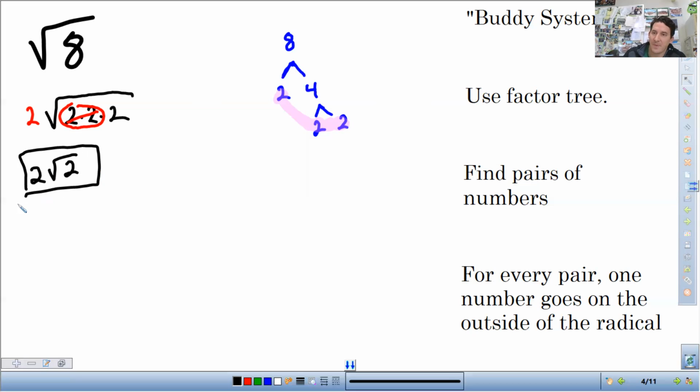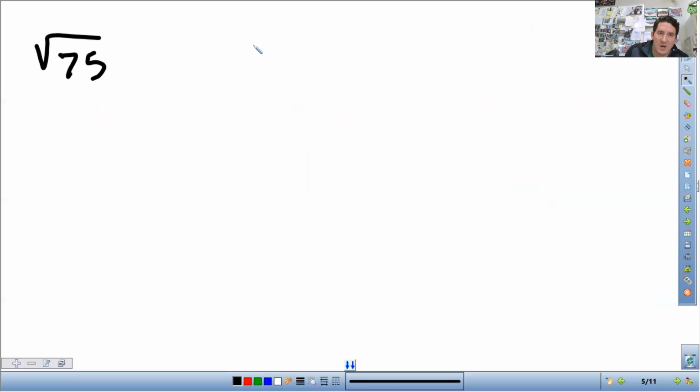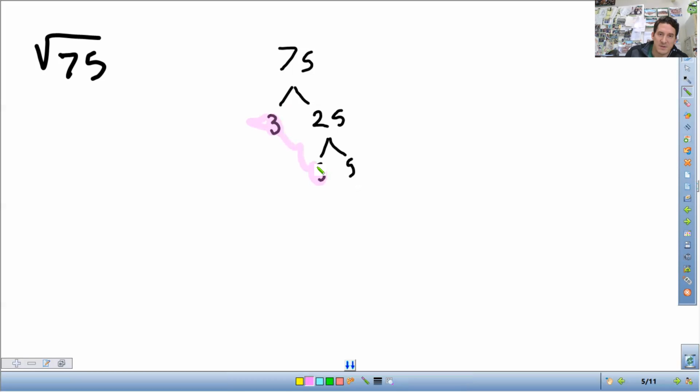And that's what we're going to be doing. So let's look at another example. Square root of 75. So first of all, do a factor tree on 75. So what are two numbers that multiply to get 75? That's 3 and 25. Two numbers that multiply to get 25 is 5 and 5. So now I have all prime numbers. So the factor tree is done. So the three numbers at the bottom of the factor tree go back in. So it's going to be 3 times 5 times 5.